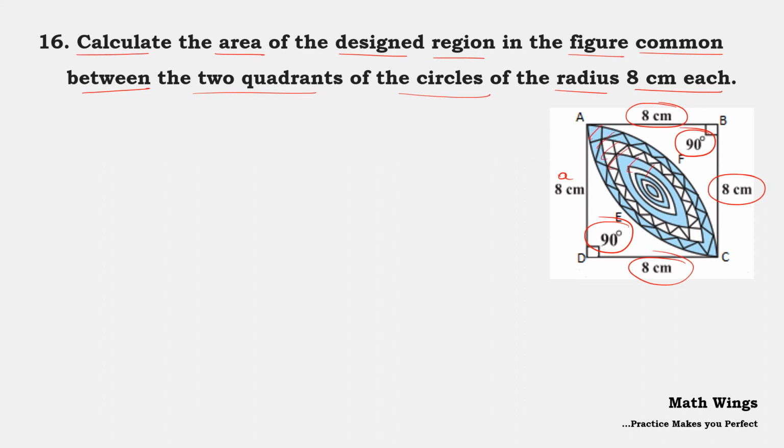Correct? Observe here how the diagram is formed. As it is given in the question, we have two quadrants here with the radius 8 cm. So I can just keep it as this, and I have one more quadrant. I can just draw it with a different color.